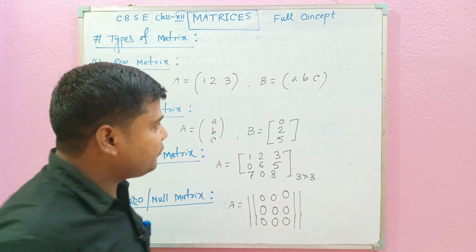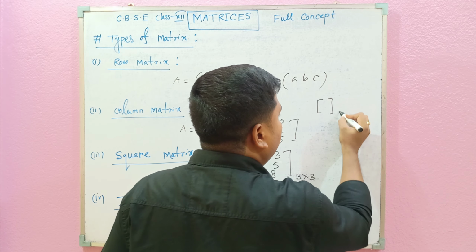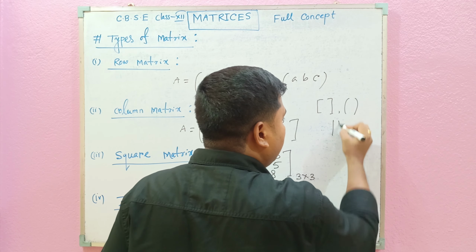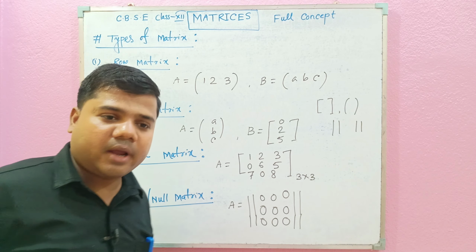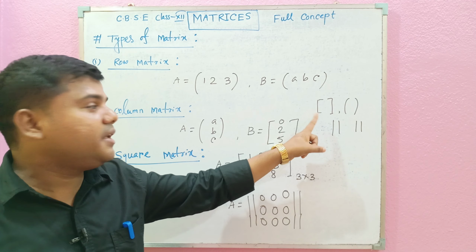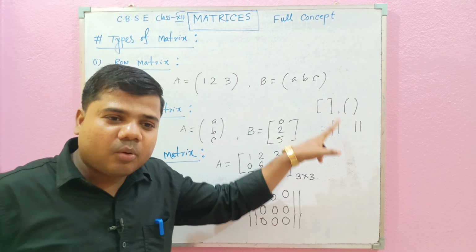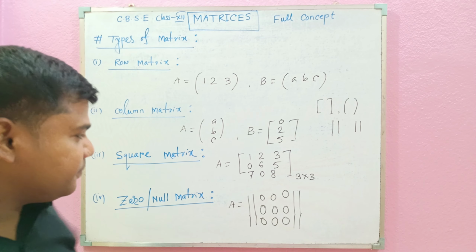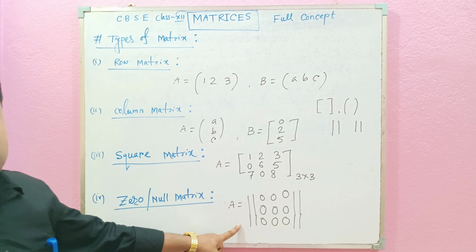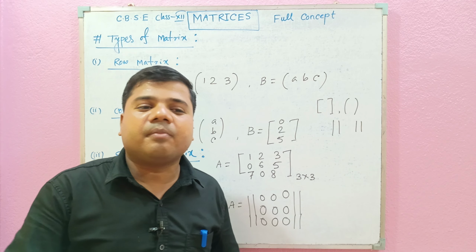A matrix is enclosed by square brackets, round brackets, or double mod. This is a very important point. A matrix is enclosed by round brackets, square brackets, or double mod. So this is a zero matrix. Next, we will discuss the different types of matrix.